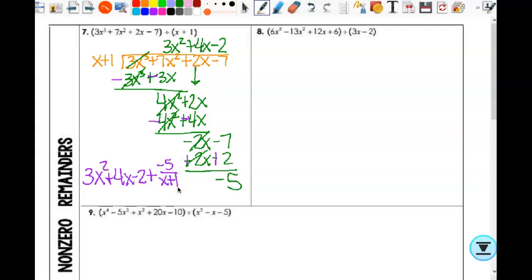You want to always add, because if there's more than one term in the numerator and you just willy-nilly put your negative signs different places, you could easily be wrong. Okay? Any questions? We're good? All right, then you do number 8 on your own.